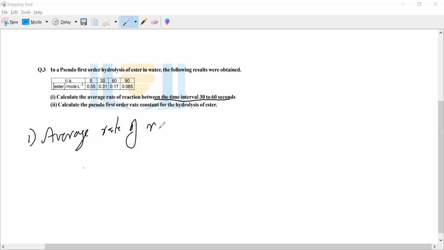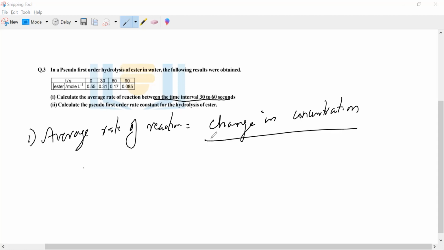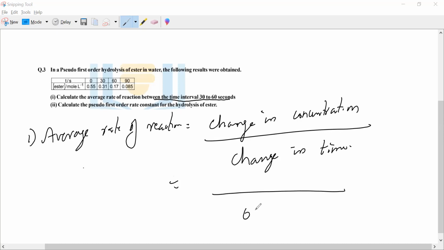We all know the formula for this. What is it? Change in concentration over the change in time. So this is basically what? Change in concentration is what? Change in time is between 60 and 30, right? Correct? 60 minus 30.